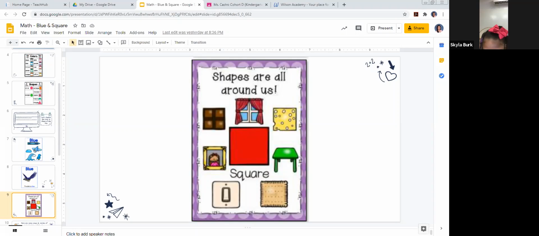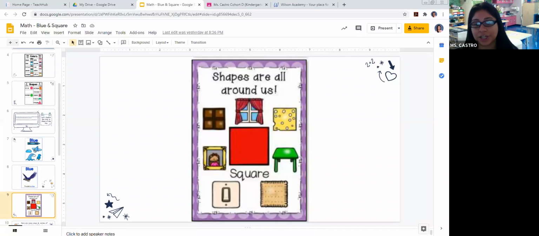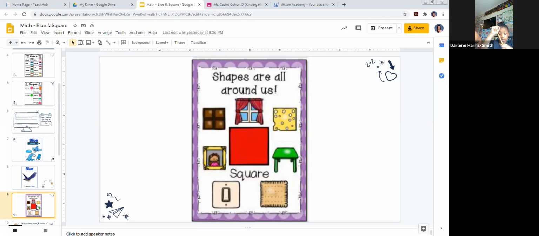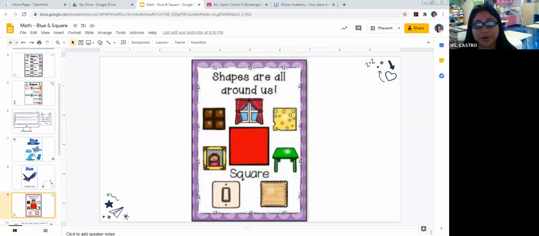Very nice. Gracie Mani, I know you had your hand up. What's a different object that's the shape of a square? Chocolate. That's right. The chocolate bar up here at the top is in the shape of a square, and it even has little squares inside of the big square. Very nice, Gracie Mani. Anyone else want to share another object?